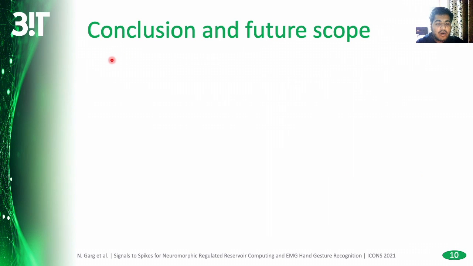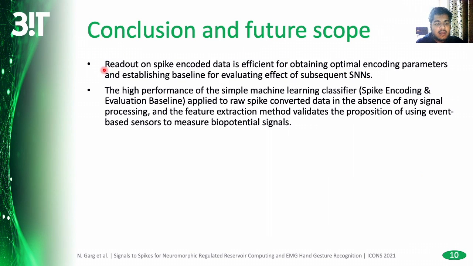We draw the following conclusions from our study. Readout on spike encoded data is efficient for obtaining optimal encoding parameters and establishing a baseline before feeding into subsequent SNNs. The high performance of a simple machine learning classifier applied to raw data in the absence of any signal processing and feature extraction algorithm validates the proposition of using event-based sensors for measuring biopotential signals.